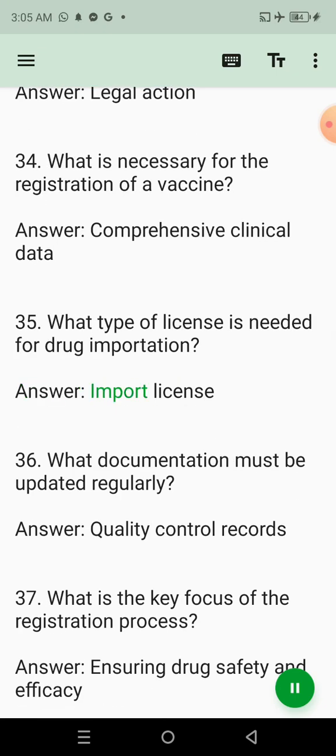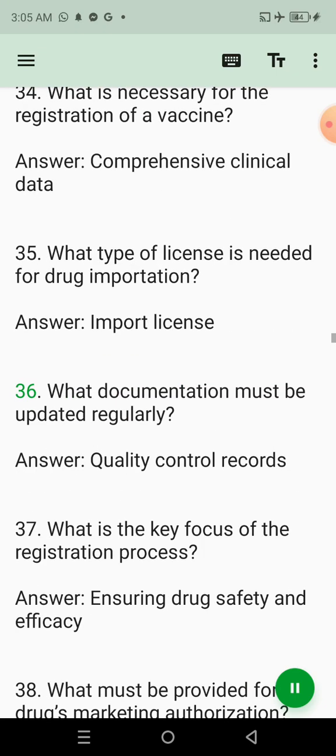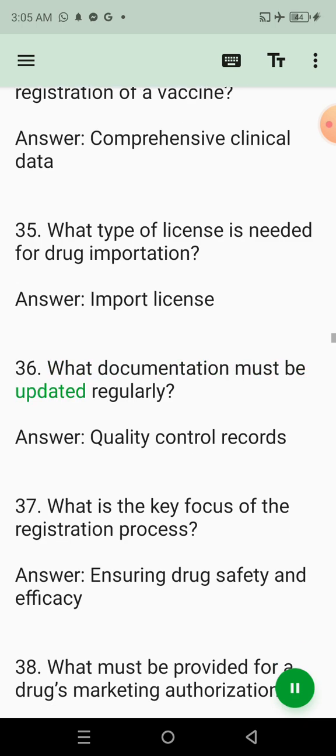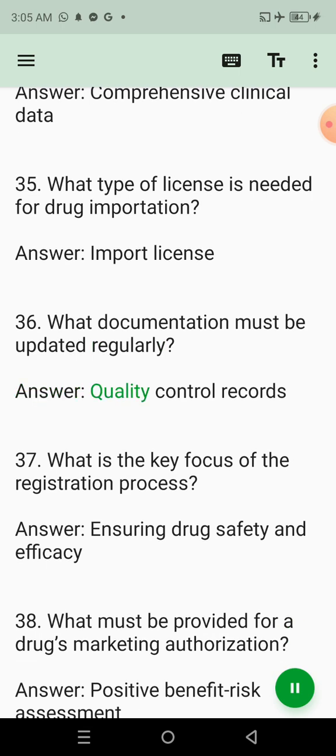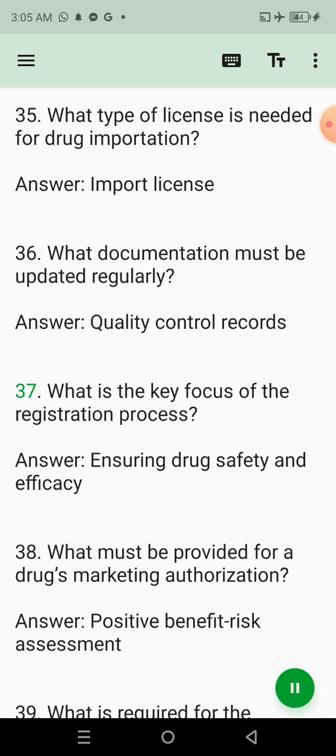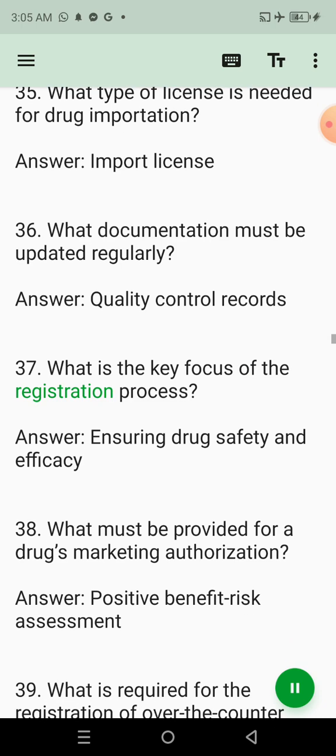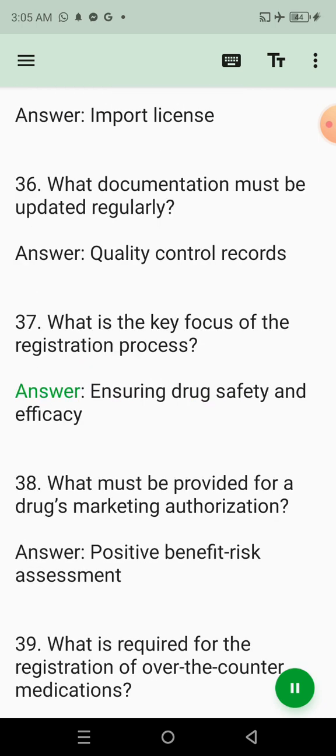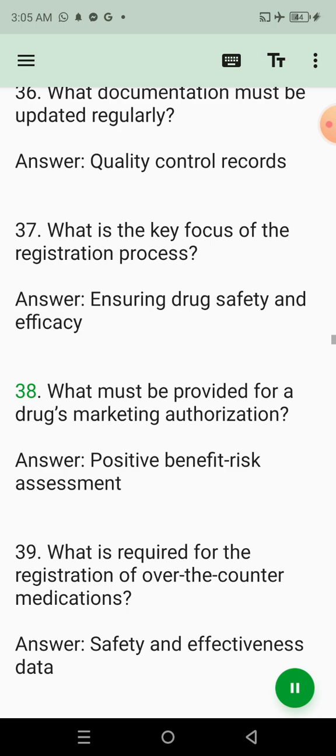Answer: Import license. 36. What documentation must be updated regularly? Answer: Quality control records. 37. What is the key focus of the registration process? Answer: Ensuring drug safety and efficacy.